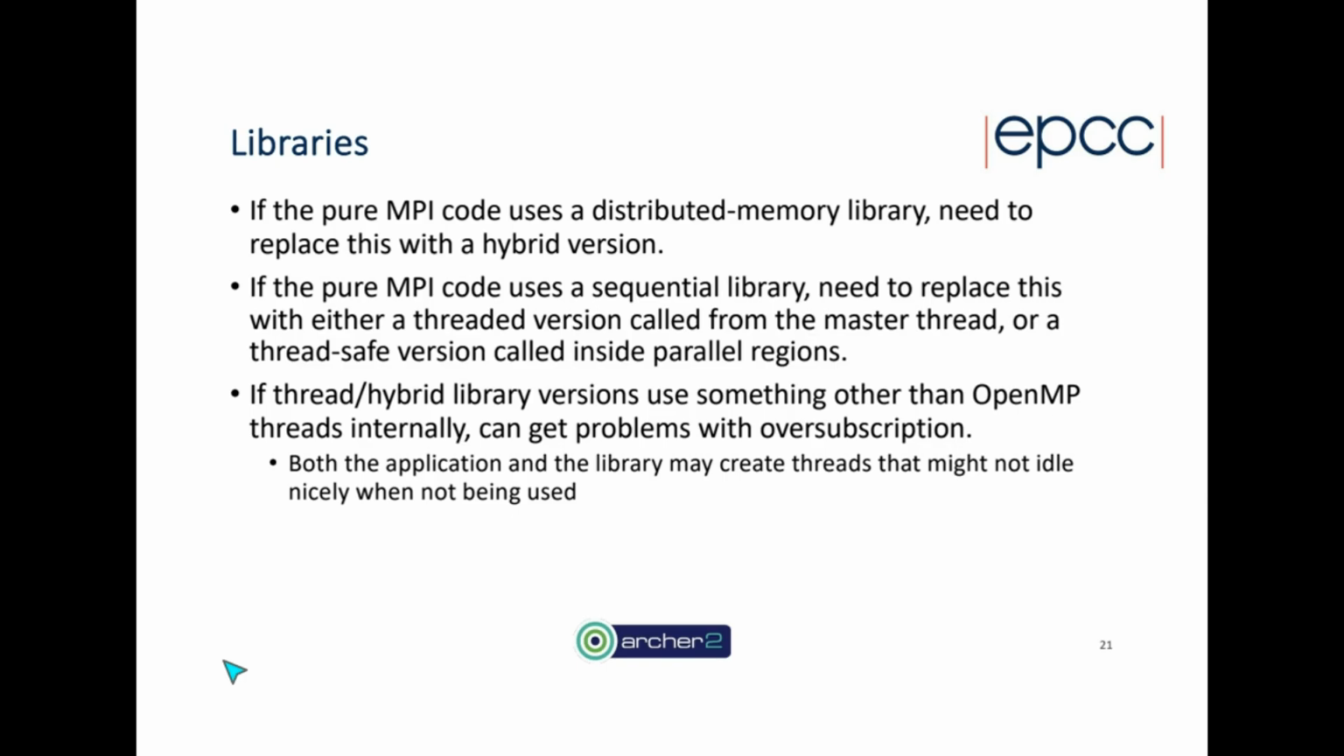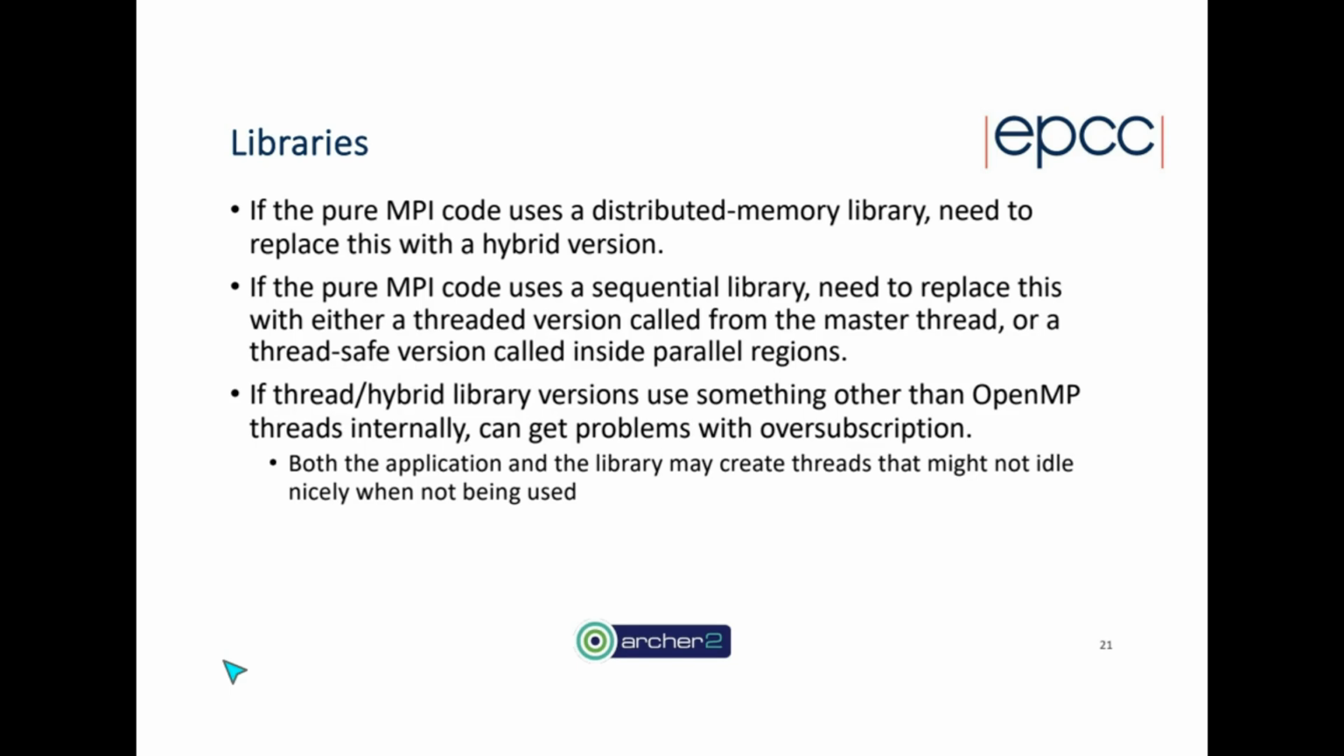On the other hand, if the MPI code uses a sequential library, so every MPI process is making separate calls to a sequential library, then you're going to want to either replace that with a threaded version of the library and call that from the OpenMP master thread, or alternatively have a thread safe version of the library that you can call from multiple threads inside parallel regions. Again, one or both of those implementations may not exist for a given library.